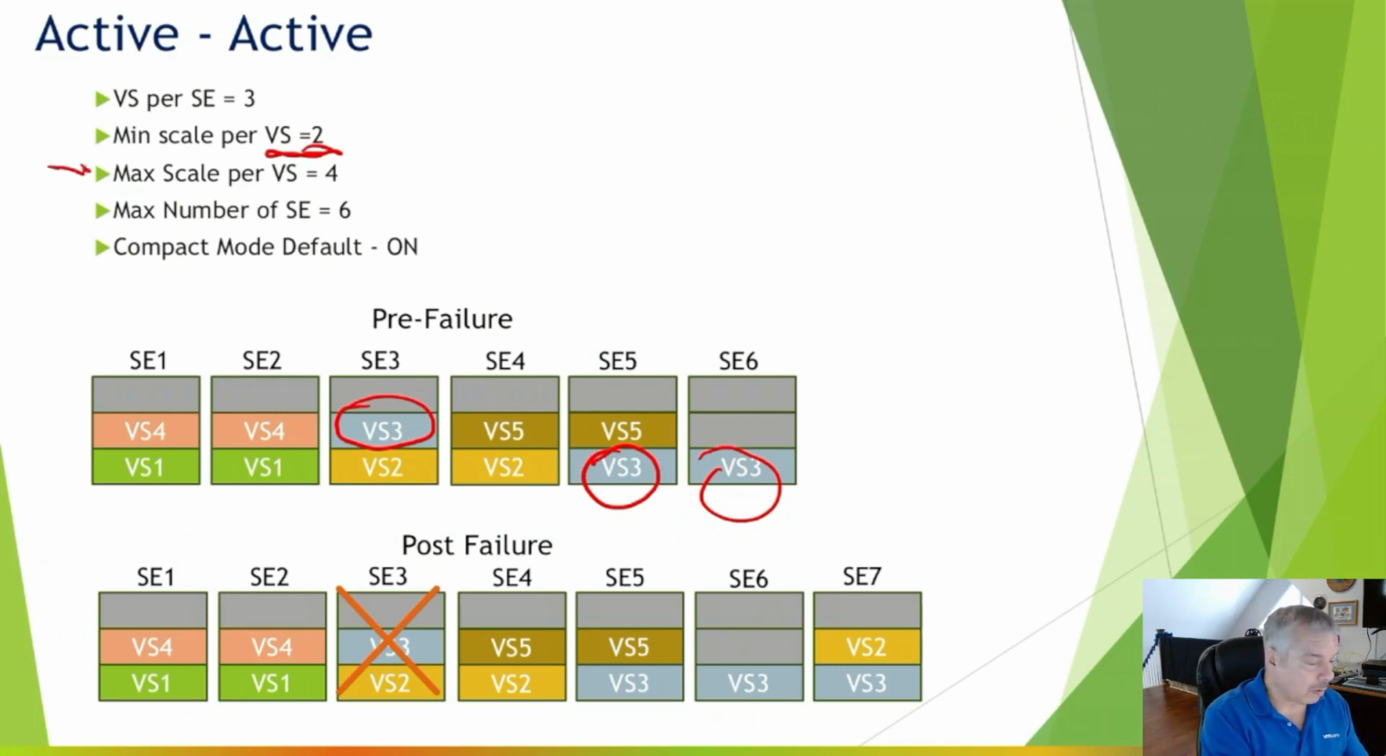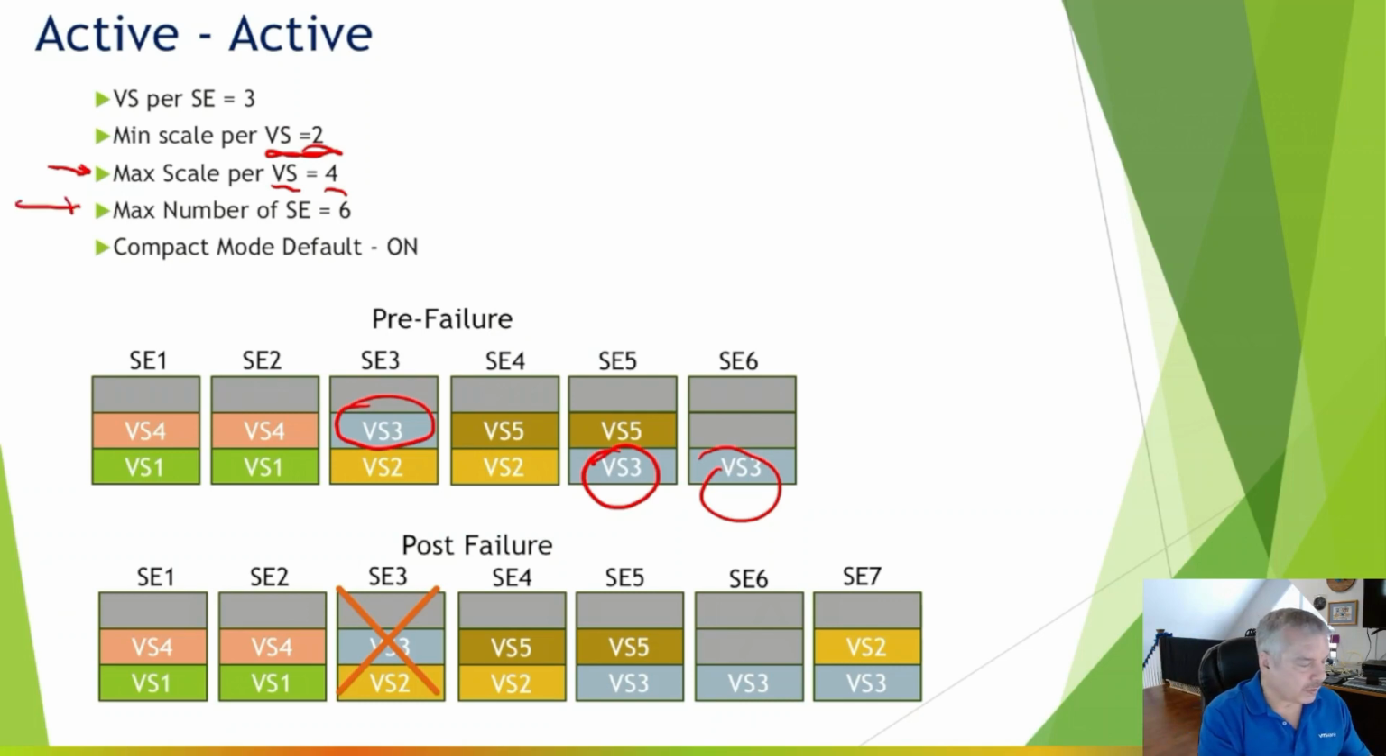Max scale per virtual service is 4 in this example. So if I'm spinning up virtual services, I can say I want this one to run on 5 service engines. It's going to say, no, you can't do that. We've set it to a maximum of 4. So you can specify that minimum, maximum range.